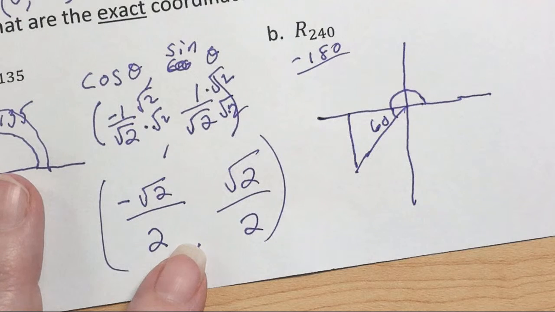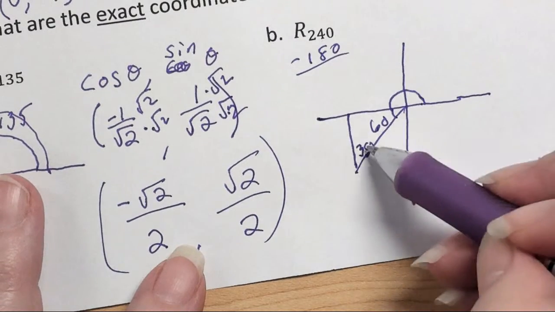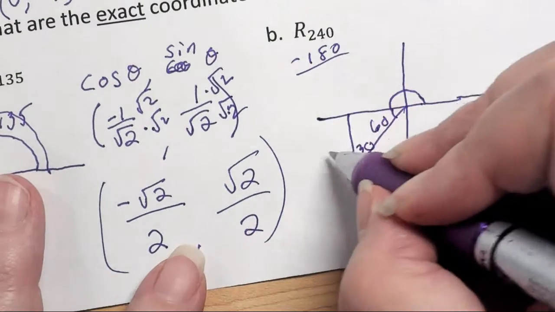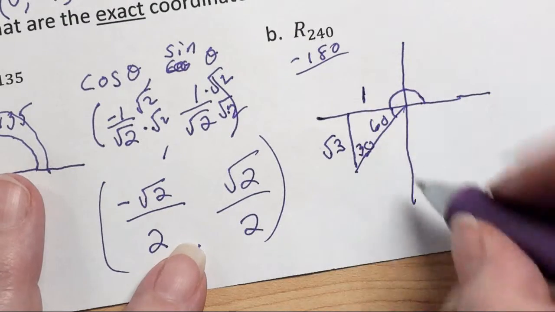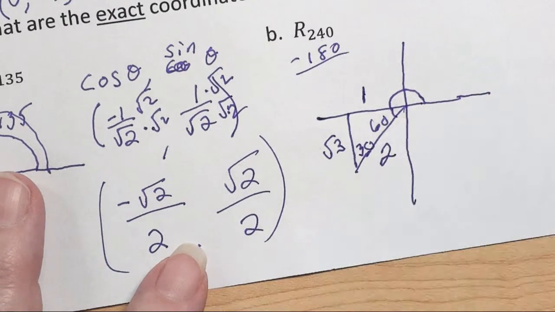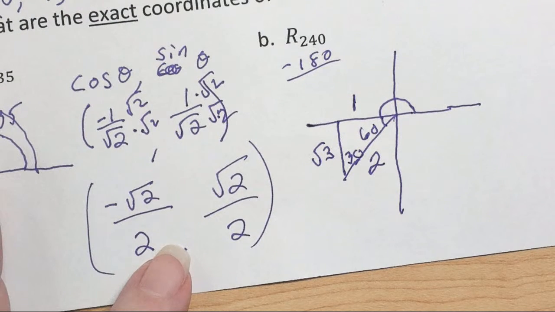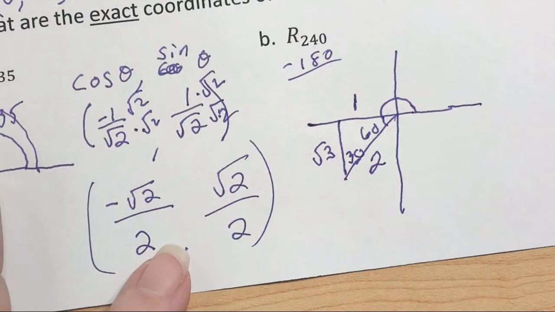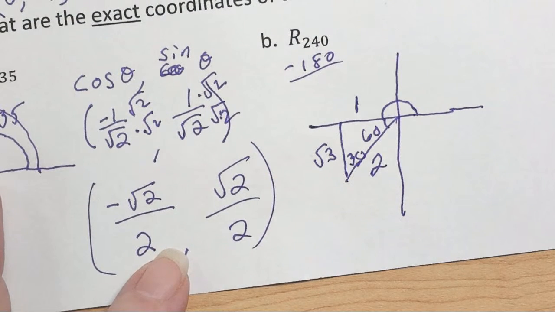How I have memorized it, you guys will learn a different way or however you want to do it, I always put my 30 in because I know touching the 30 is the square root of 3. Across from the 30 is my 1, and my hypotenuse is 2. You must memorize that. And probably by Friday, you need to have those two triangles memorized, if you don't already.